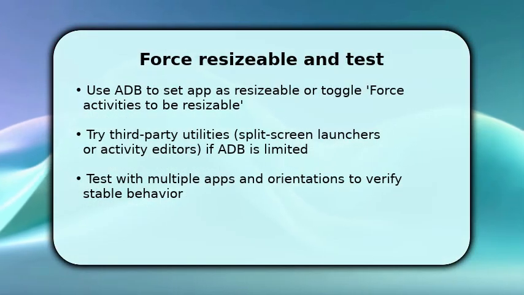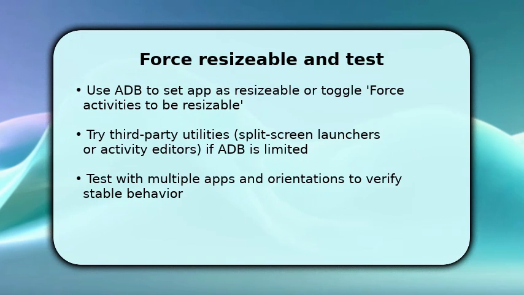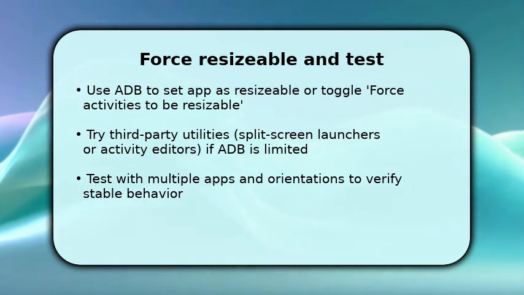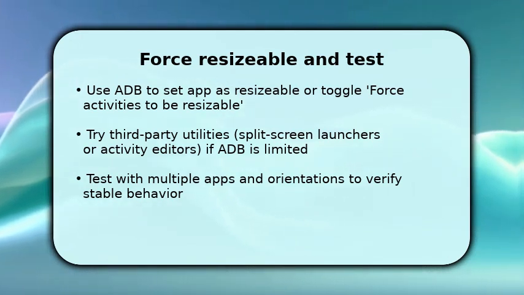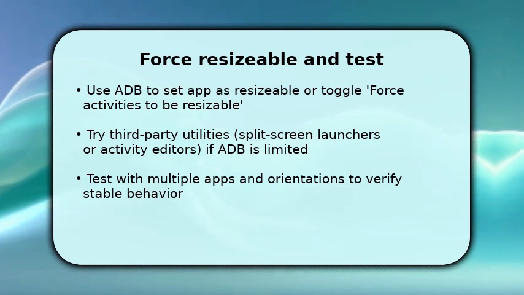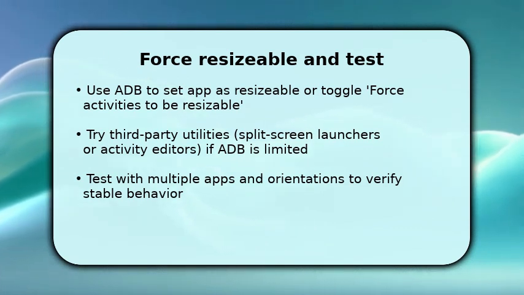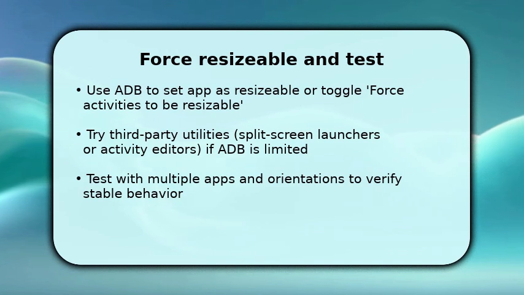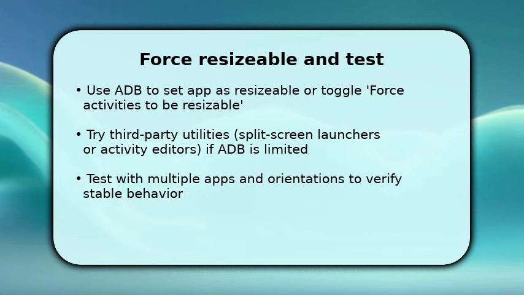Now you make the change. Use ADB commands to override the manifest flag and mark the app as resizable, or enable the developer option labeled Force Activities to be resizable if available. After that, install a reliable split-screen launcher or use the recent app split action to open the app in multi-window.